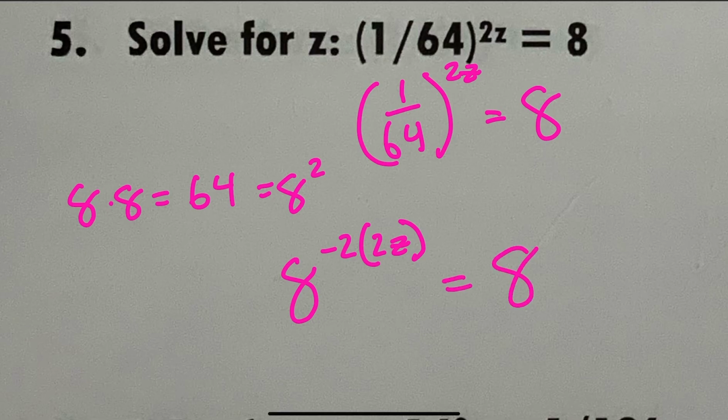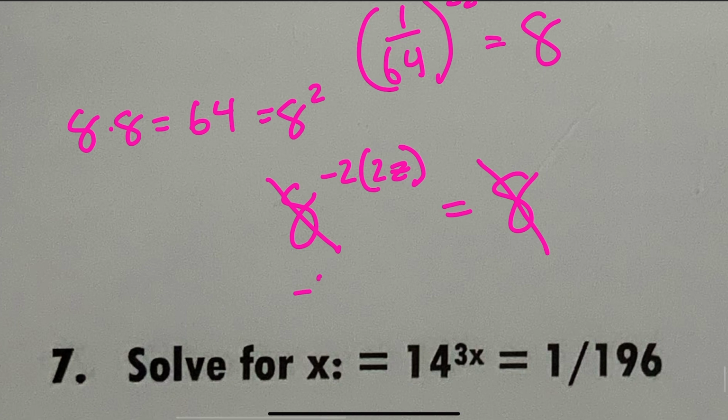Equals 8. Okay, so if you already have pieces behind, you want to make sure to put those in parentheses. They don't get lost. We still need those. And if we see a fraction, that really just means that our exponent is going to be negative. And then I'm going to continue on with that process again. My bases are the same, so I'm no longer going to need those. I'm going to have -2 times the quantity 2z equals, my invisible exponent here is going to be a 1.